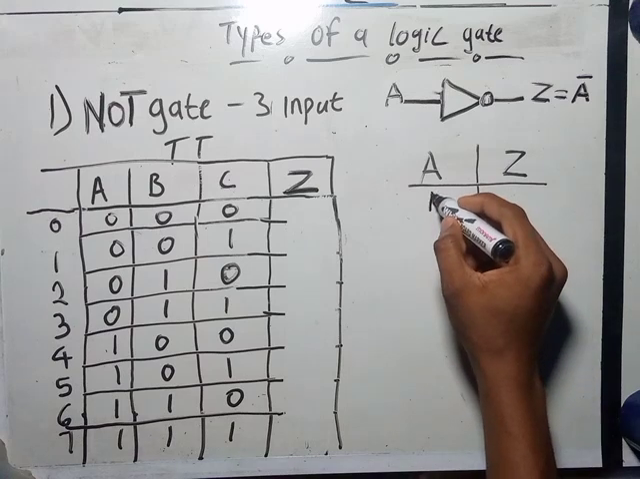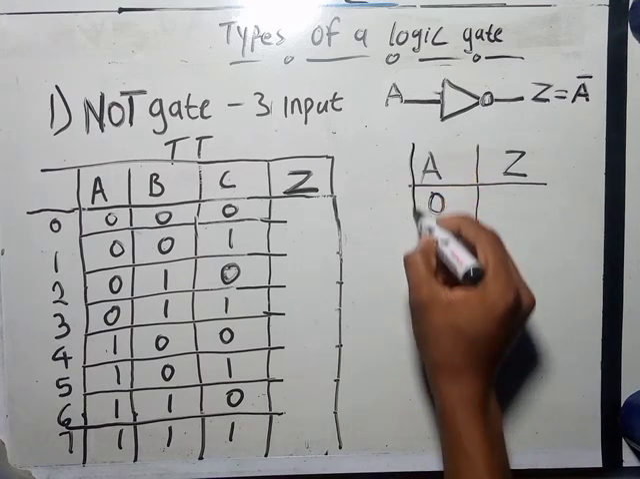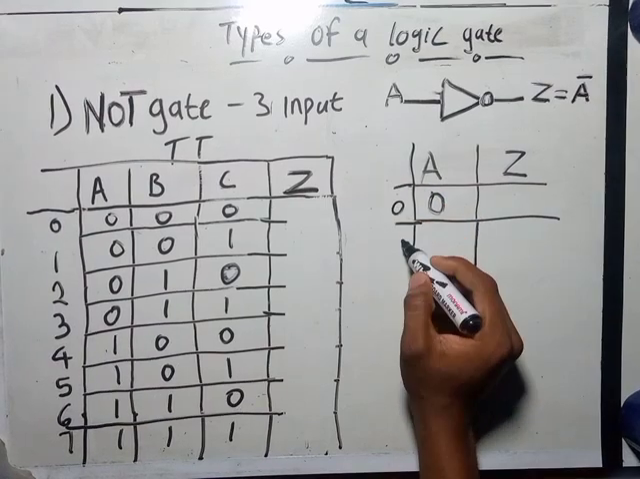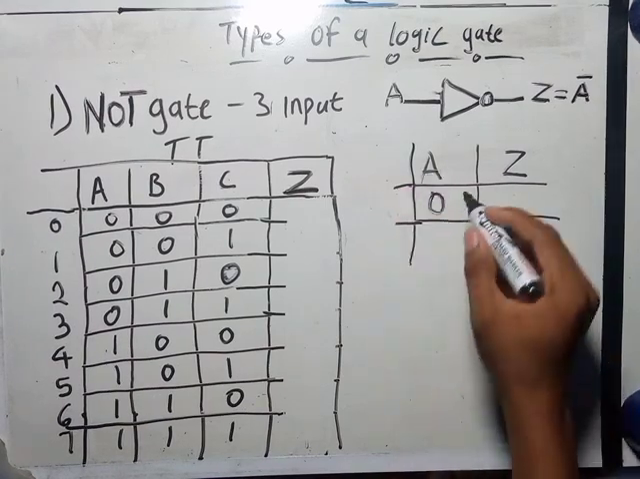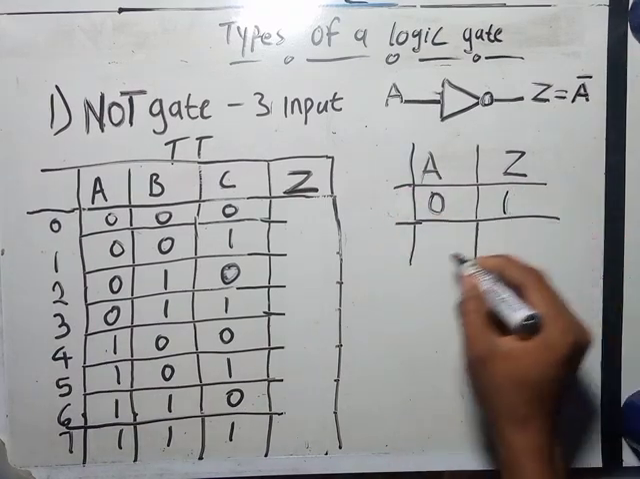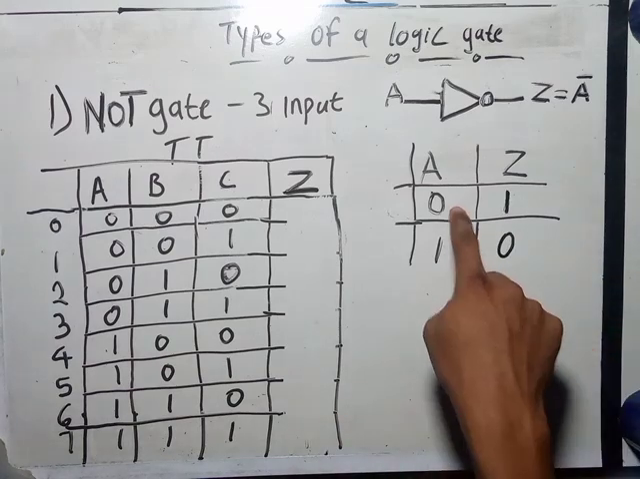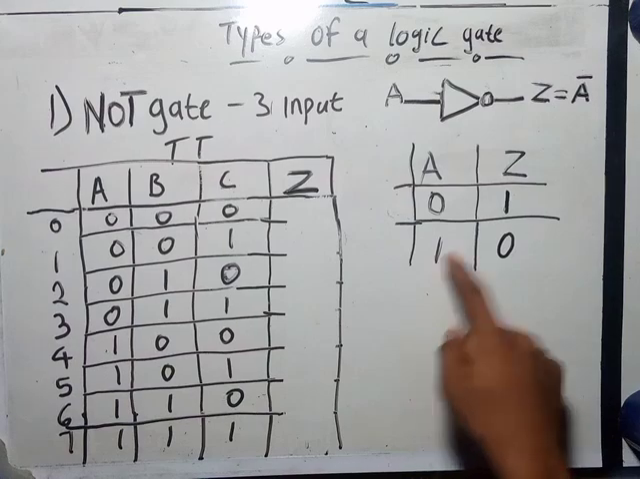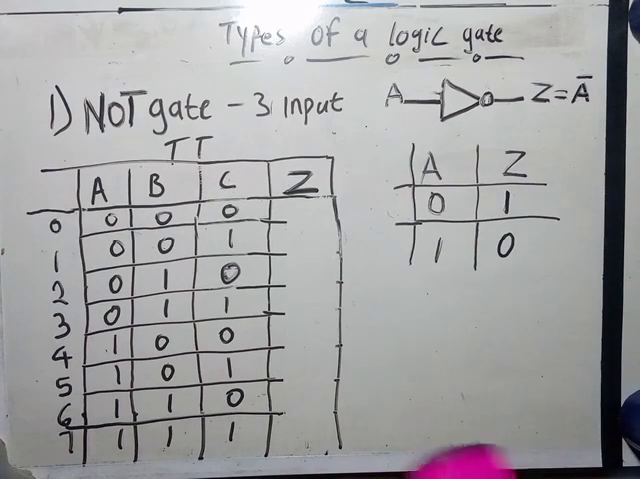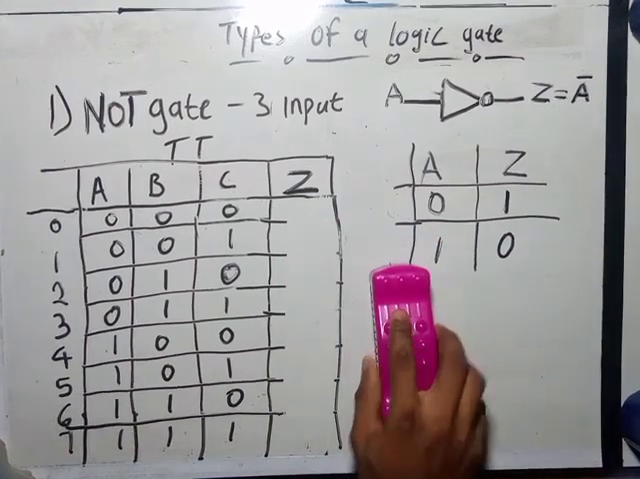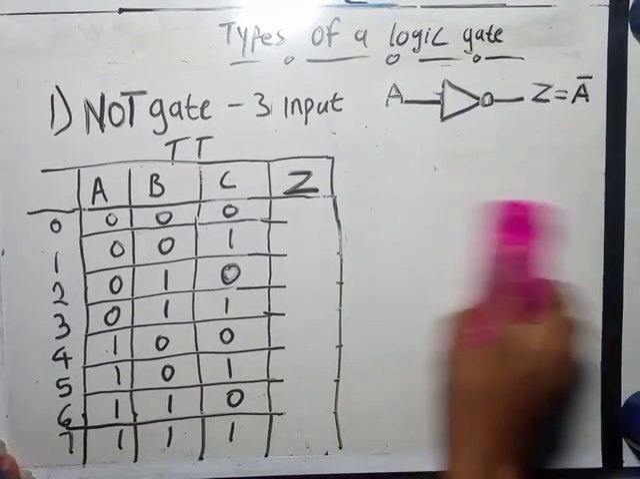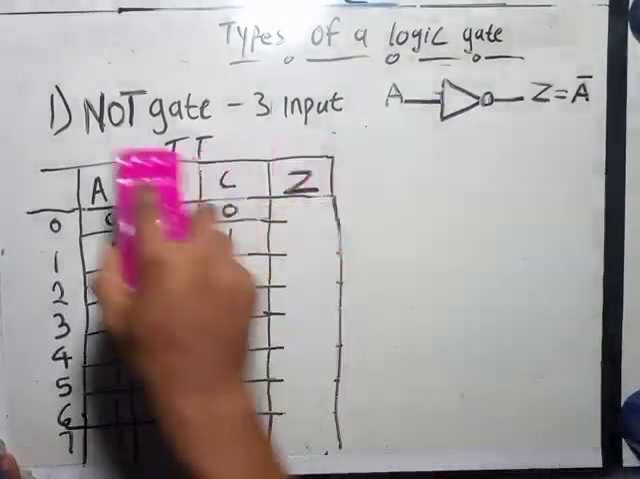0, 1, and 1, 0. Since our input is low here, our output is high. Since our input is high here, our output will be low. So that's just what NOT is about, just the negation. What the input is not, that's what you see at the output. So we are done with the special gate.